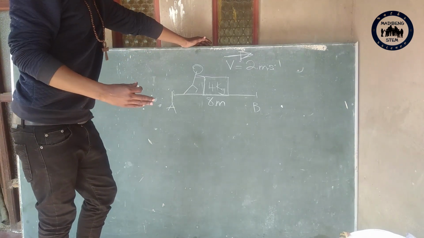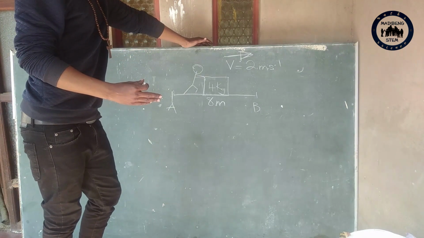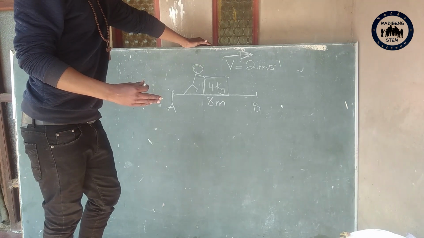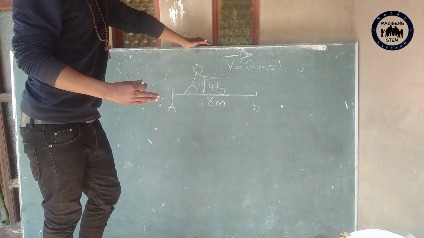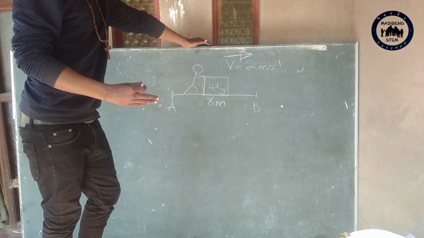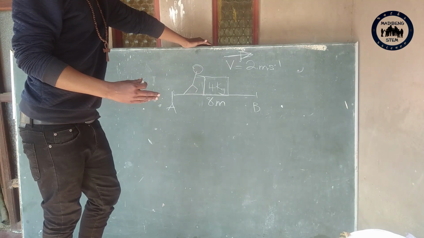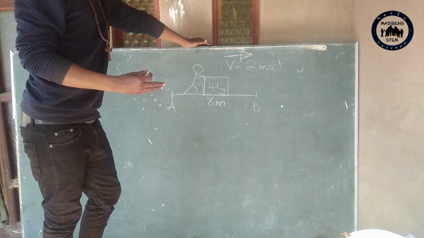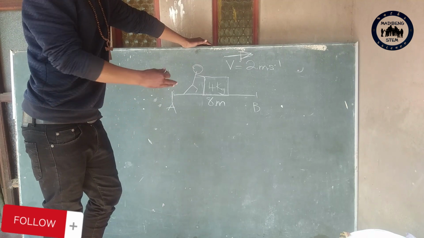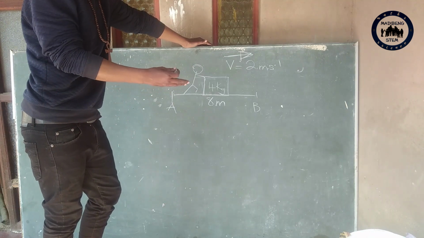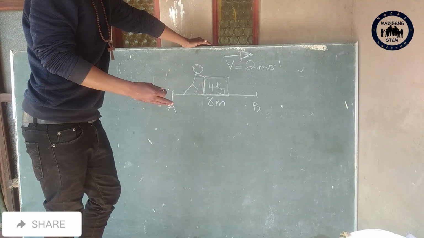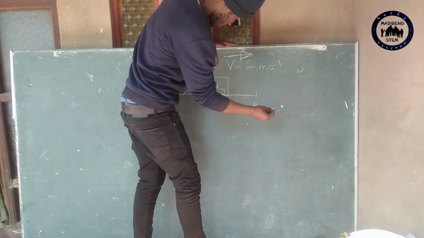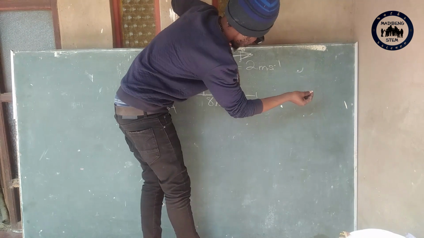So now, in this case, we don't have applied force, we don't even have force of friction. So what can we do now to calculate the time here? We know that to calculate the time we have to use kinematics equations. What is that?